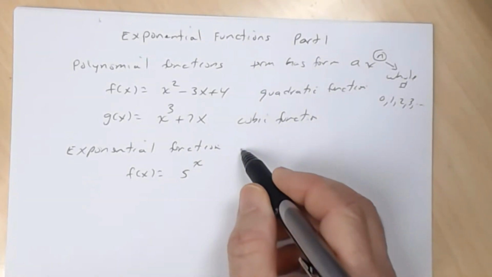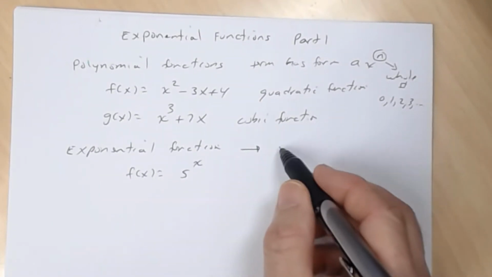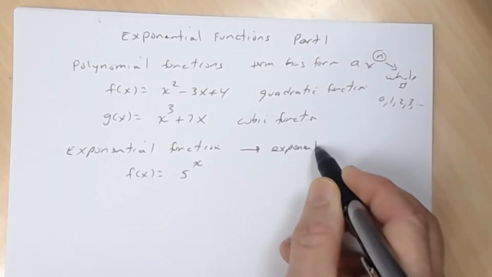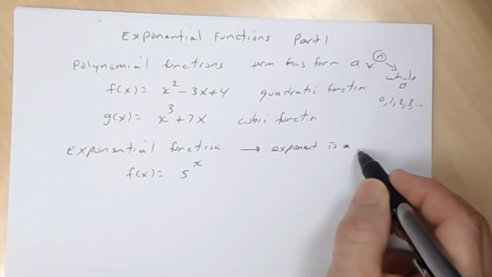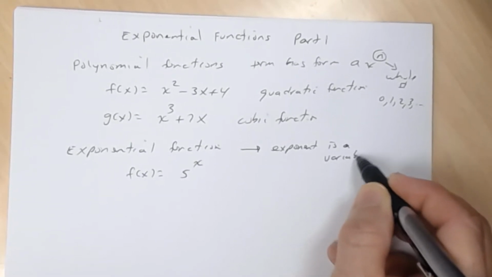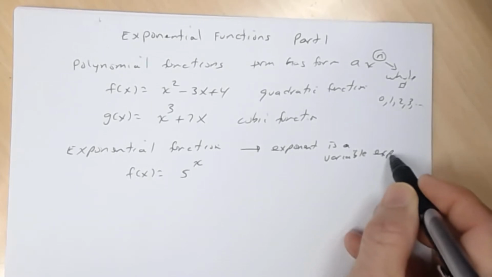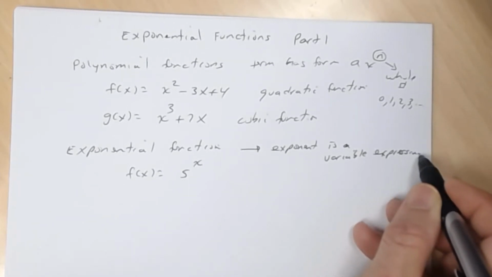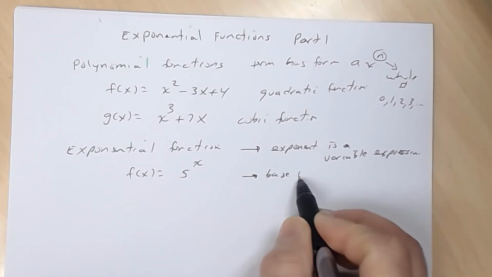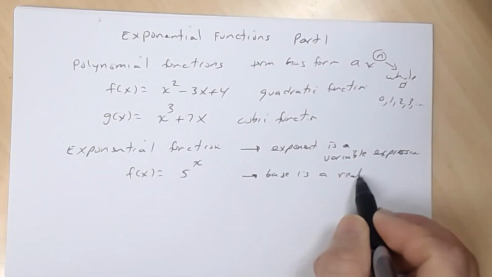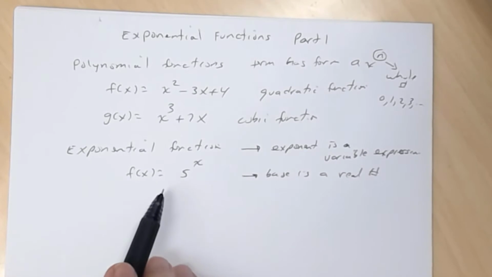So in an exponential function, one of the things you can remember is that the exponent is a variable expression. Okay, so the exponent contains a variable. The base is a real number. Okay, so that's the difference.